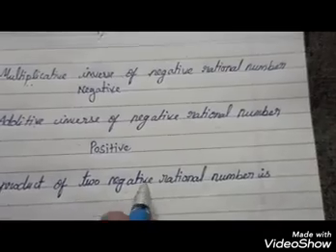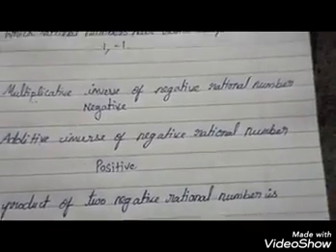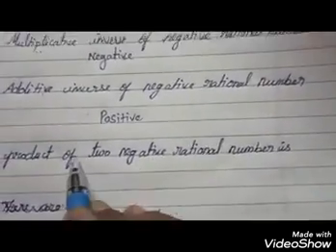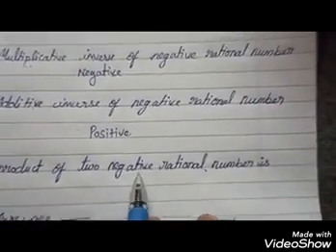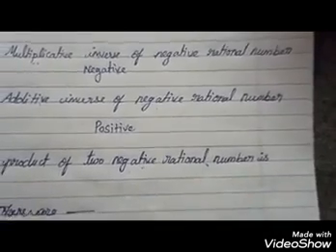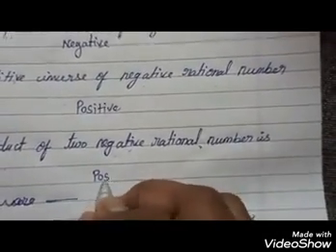Product of two negative rational numbers. Just think about the integers. Minus into minus, what do you get? Minus into minus becomes plus. The same way in rational numbers, the product of two negative numbers becomes positive.